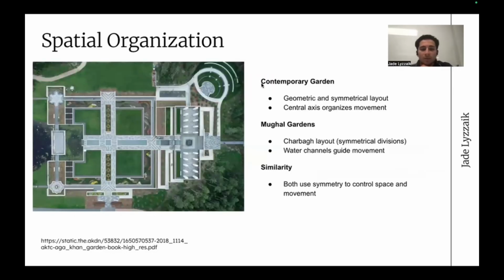When looking at the spatial organization, the Aga Khan Garden uses a strong geometric and symmetrical layout with a clear central axis. This is very similar to the Mughal Garden, which uses the charbagh layout to divide space into symmetrical sections and guide movement through the garden using the water channels. So in both cases, symmetry is used to control how people move through the space and what they focus on.